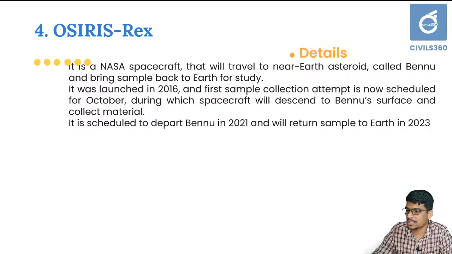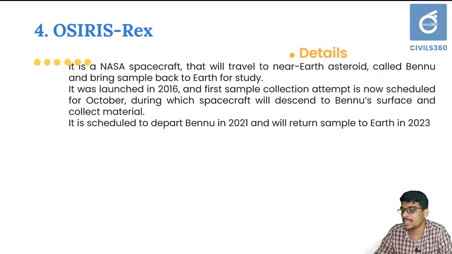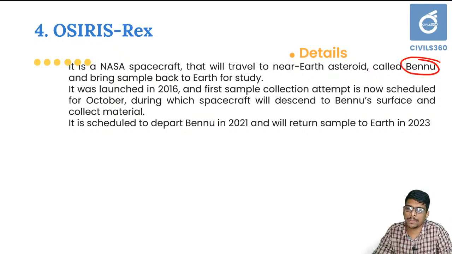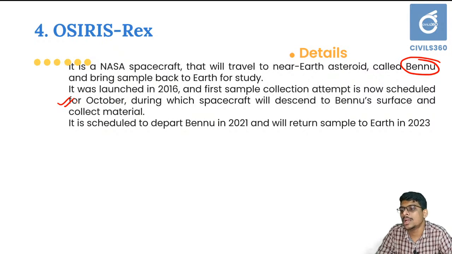Fourth one is Osiris Rex. It has been in the news for the past 4 or 5 years, and the relevance of Osiris Rex is that it has to land on the asteroid Bennu in October. It is scheduled for October, that is, by October it will be landing on Bennu. So it is very important for UPSC. A milestone is going to be achieved by Osiris Rex.